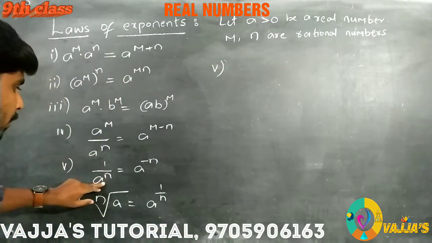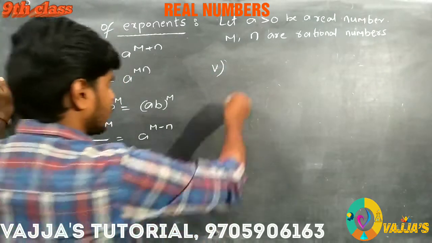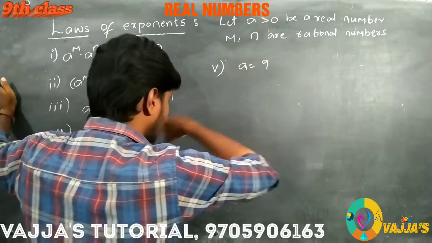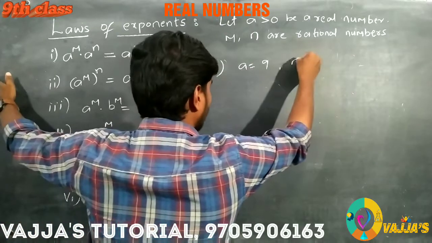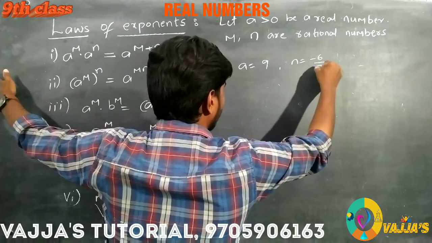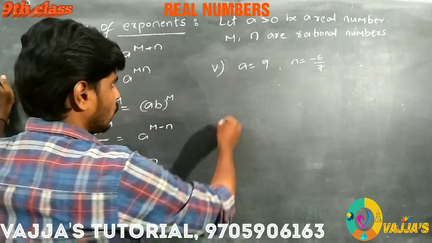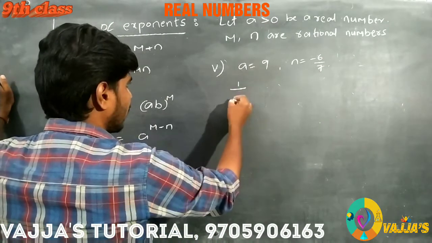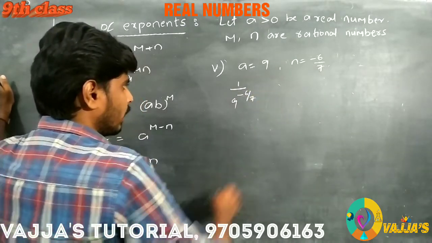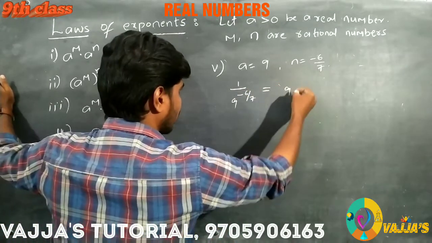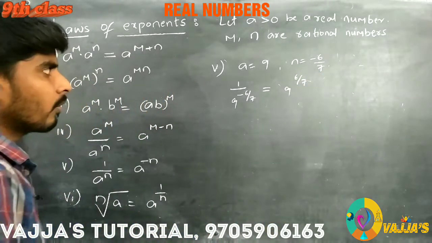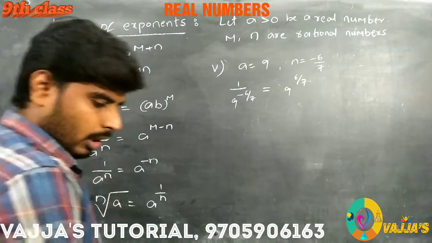Right, 1 by a power n equals a power minus n. Suppose a is any number, take 9, and n equals minus 6 by 7. So 1 by a power n means 9 power minus 6 by 7. So what does it become? It becomes 9 power 6 by 7, isn't it? So how is it possible?